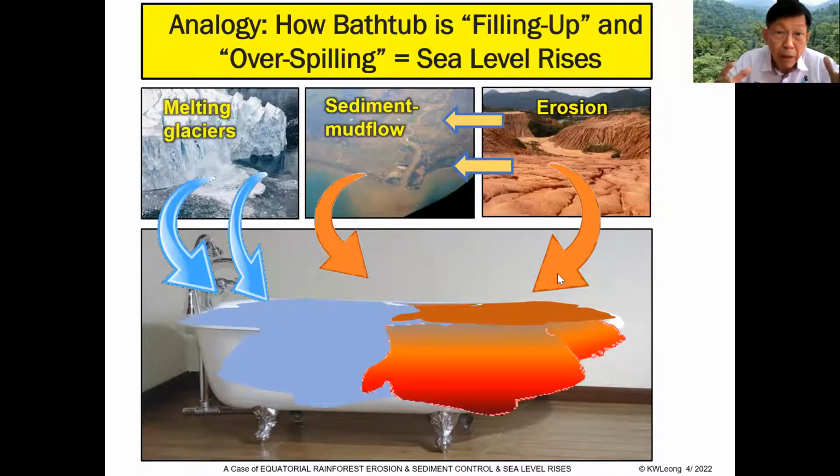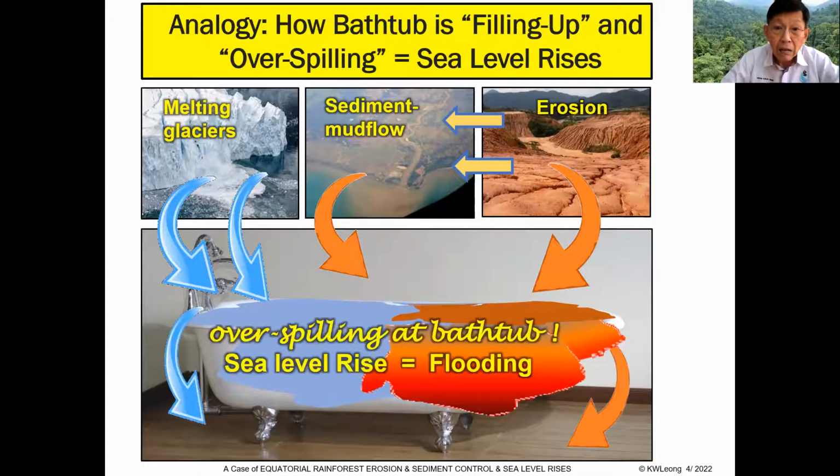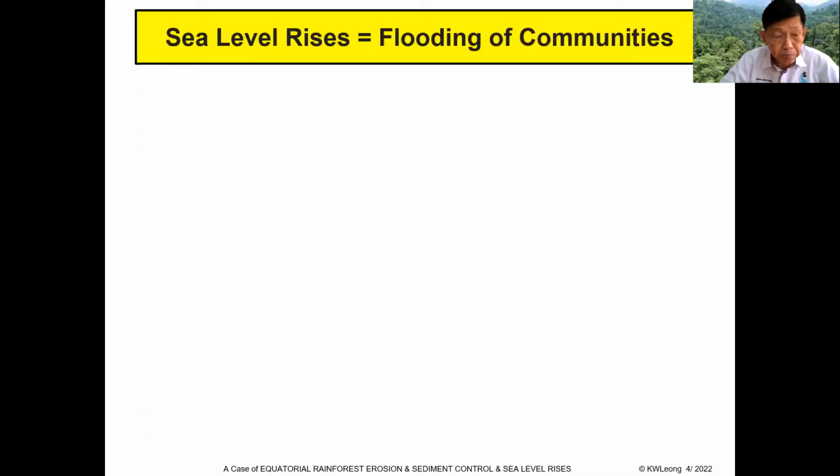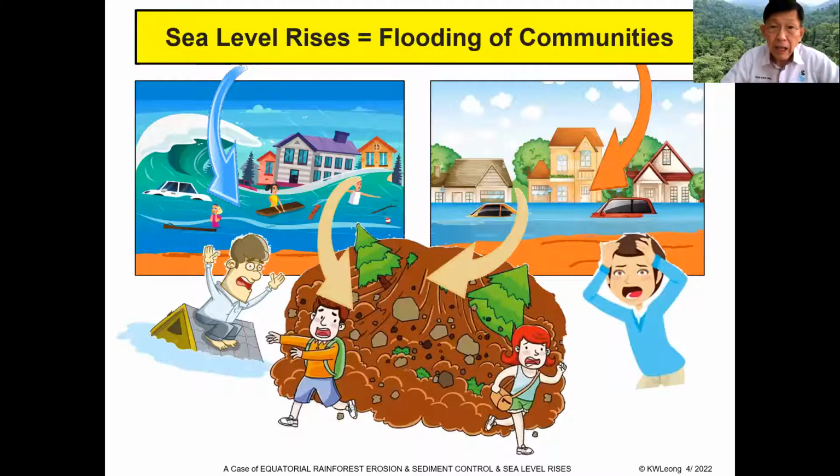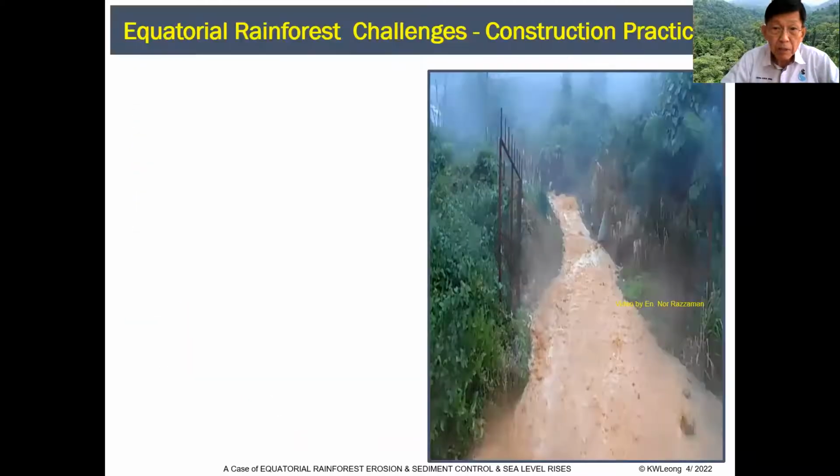So you have another part of the equation that hasn't been publicized, and because it fills up, rising up, eventually it overfills, as in the bathtub. And after sea level rises and overfills, you have flooding of coastal communities and sinking of island nations, ladies and gentlemen.